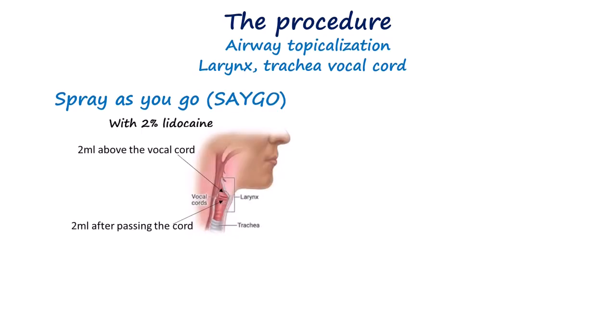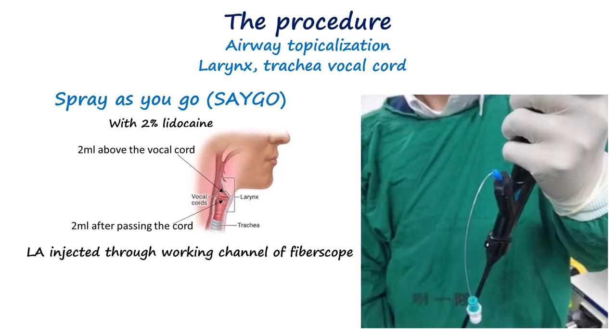For deeper structures like the vocal cords, we can make use of the fibroscope's working channel. This method is called the spray-as-you-go technique. Through the working channel, a small amount of lidocaine can be delivered directly onto the vocal cords through a small tubing like an epidural catheter. As the scope advances, local anesthetic can be deposited into the trachea. This targeted application suppresses coughing and makes advancing the tube much smoother.